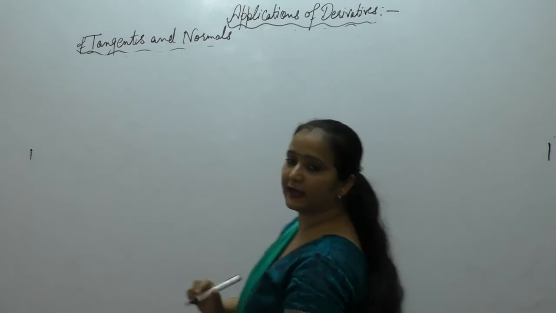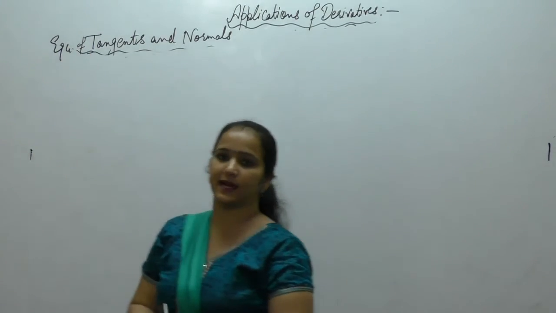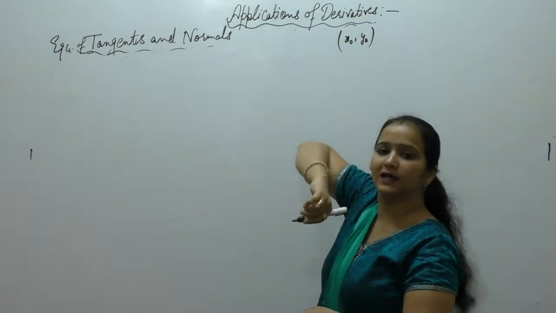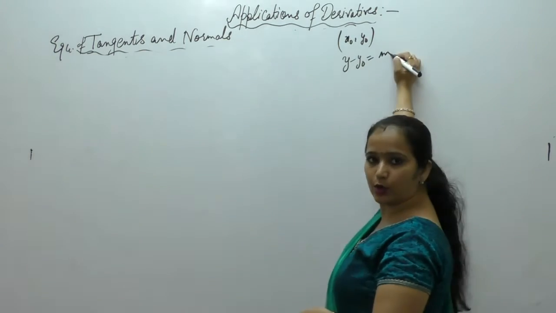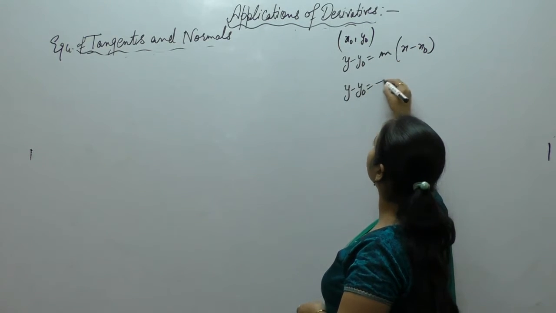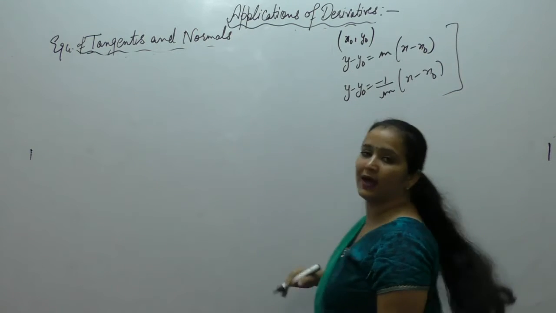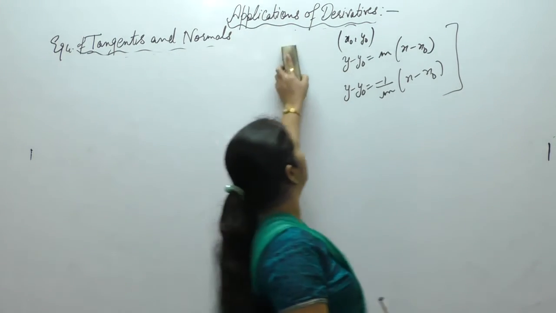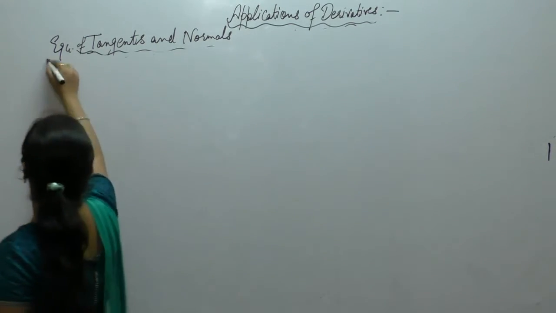Now the next topic in application of derivatives is to find the equation of tangents and normal. If the line passes through point (x0, y0), then the equation of tangent is y minus y0 equals m, that is the slope of tangent, times (x minus x0), and for the normal the slope is minus 1 upon slope of tangent, times (x minus x0). x0 and y0 are the points through which the line passes. So let us start with the questions.